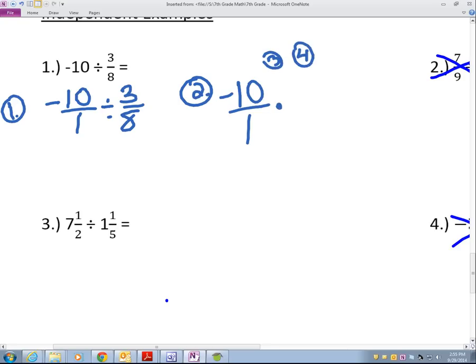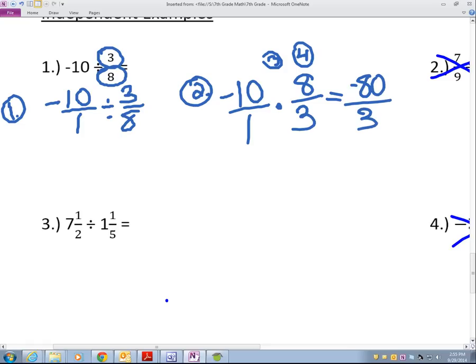Fourth step, do the multiplicative inverse. So we multiplied it. Here's the inverse. 8 was on the denominator, now it's going to be the numerator. 3 was the numerator, now it's going to be the denominator. So we have 8 over 3. Multiply these two across just like we did in 6-3. We have negative 80 over 3. And I'm thinking to myself, what goes into 3 and 80? Not much. So we're going to simplify this.